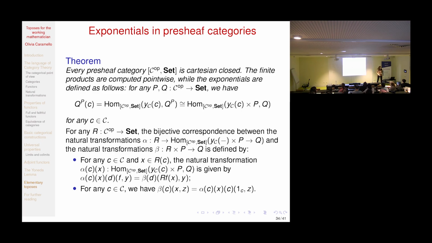Just, yes. When you said the value of the exponential, it's the value of the mapping to the set of functions? No, so here the exponential is an object of the presheaf topos. So it is a presheaf. And here I am evaluating this presheaf at an object. So this is a set. So the Yoneda lemma gives a bijection between this set and this other set.